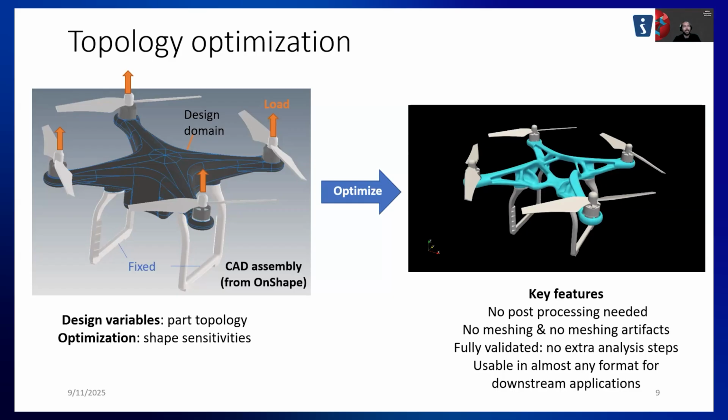I'll just play this video so you can see how the topology optimization updates the design domain here. In this case, the design variables are the part topology, and the optimization uses shape sensitivities that we compute. So here, you don't really go through meshing. You don't have these meshing artifacts, and you don't need to do any extra analysis steps for verifying the solution, because you can use the same immersed grid for the optimization and simulation. So everything is available in one platform.